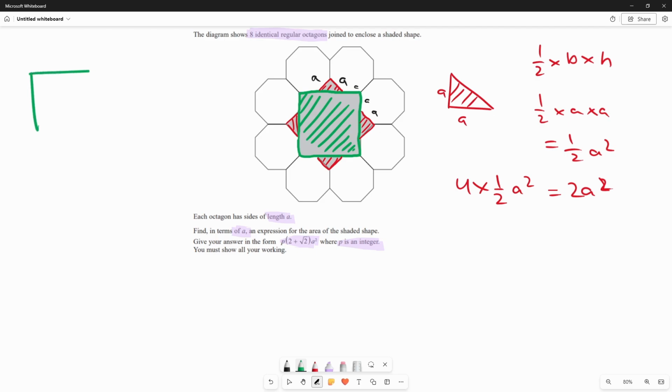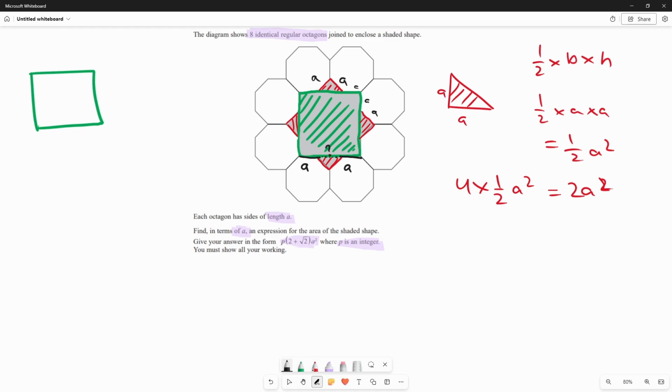Now let's find the area of the center square. To do this, we're going to have to find the side length of the square. Let's look at the center square. This length is going to be A. This length is also going to be A, but this length is unknown, and that's what we're going to have to find out here. I'm going to put a question mark over it.